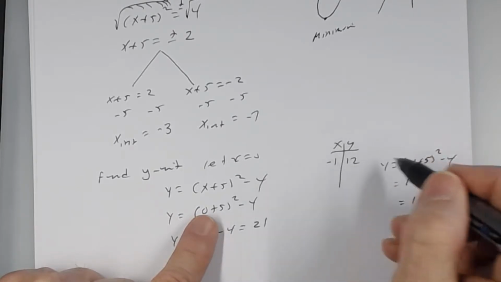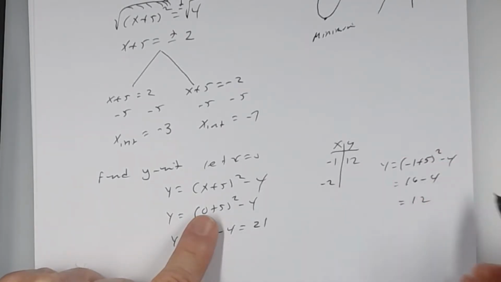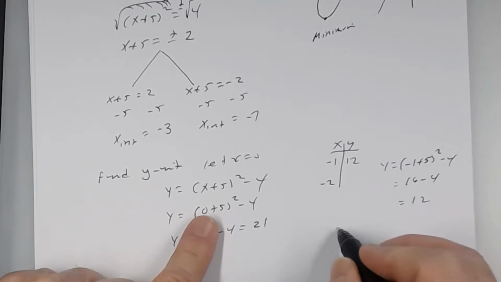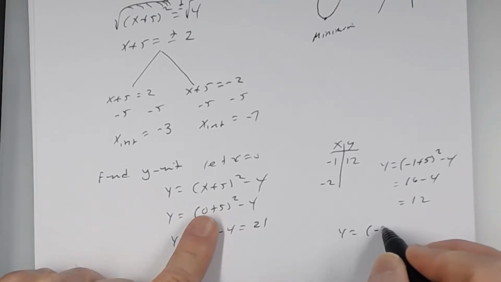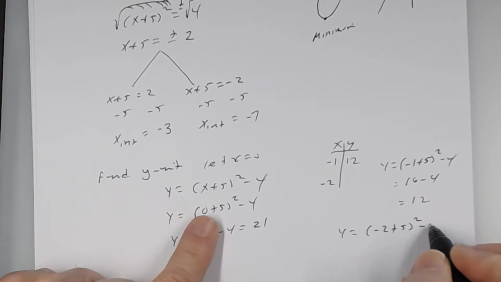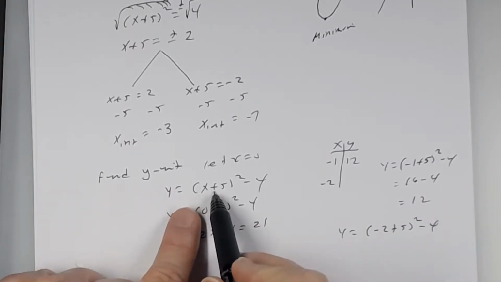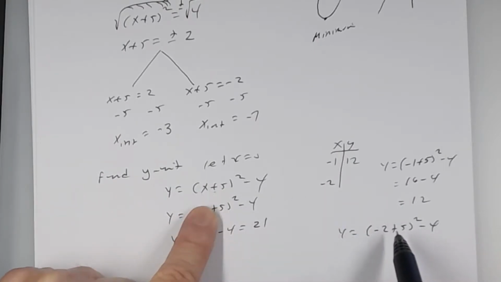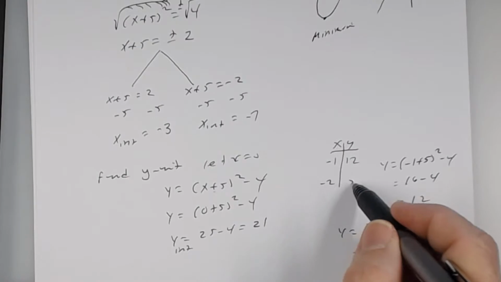Okay? Let's try negative 2. If x is negative 2, I get y equals negative 2 plus 5 squared minus 4. Because remember, wherever x is, what do you substitute? Negative 2. What's negative 2 plus 5? 3. And 3 squared is 9. And 9 minus 4 is 5. So I'm going to use that one.